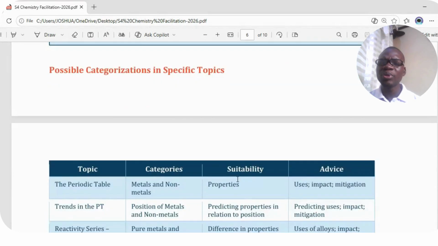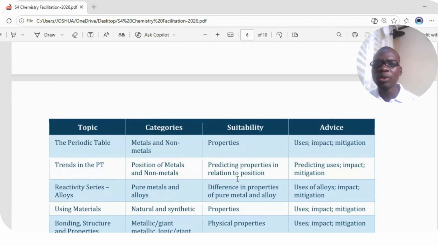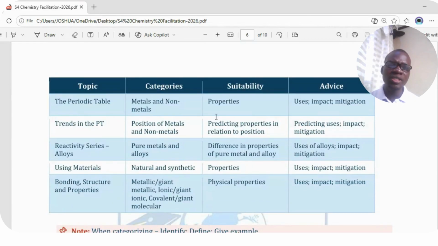So I gave possible categorizations in the different topics in item 2. For example, in the periodic table, we have metals and non-metals. Those are the categories. In the periodic table, always give the position of the metals and then non-metals. Then for the reactivity series, always give us pure metals and then alloys as categories. Then under using materials, always give us natural and then synthetic materials. Then bonding, structure and properties, we have the metallic or giant metallic, we have ionic or giant ionic, and then covalent or giant molecular.